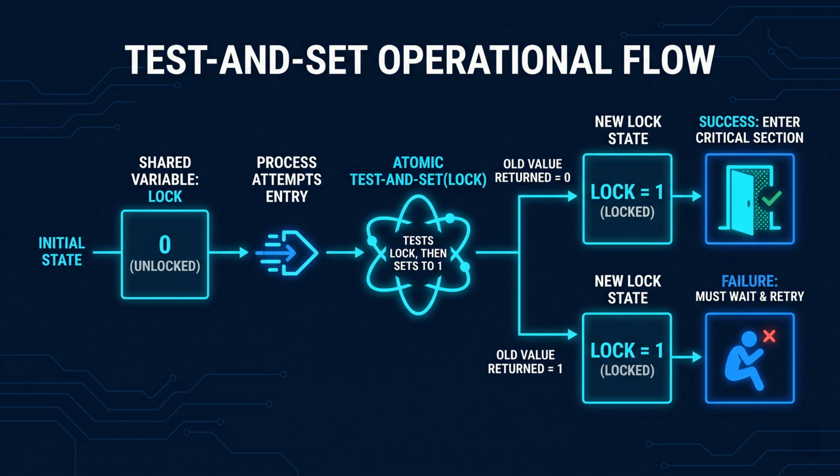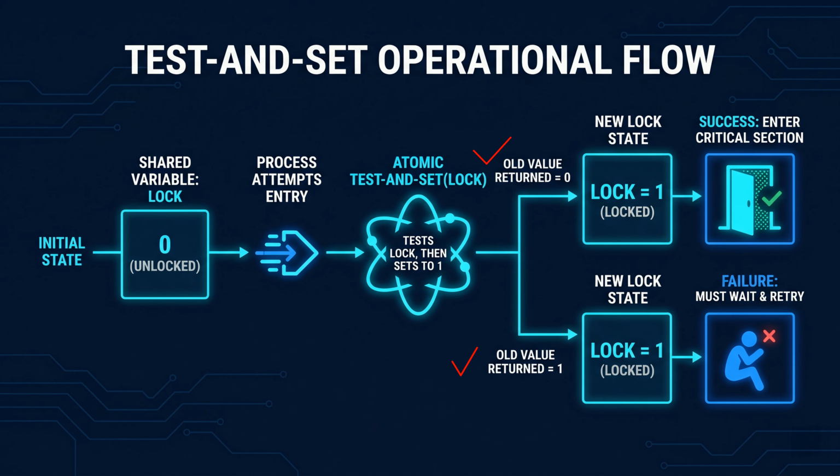Let us understand test and set with a practical example. Suppose there is a shared variable called lock, initially set to 0. Here 0 means unlocked and 1 means locked. When a process wants to enter the critical section, it performs test and set on lock. If the old value returned is 0, that means the lock was free, and now it has been set to 1. The process successfully enters the critical section. If the old value returned is already 1, that means someone else holds the lock, so the process must wait and try again.